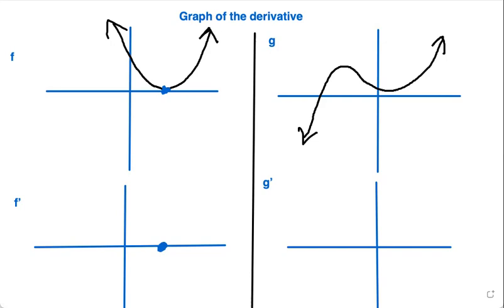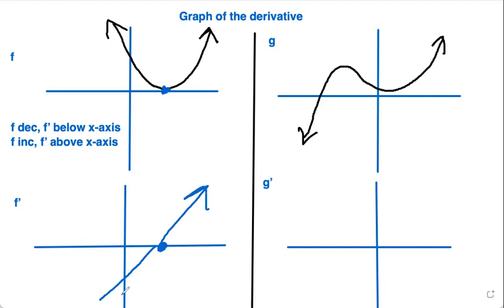Again, if the original graph, if f is decreasing, then that means the derivative is going to be below. If the original function is increasing, the derivative is going to be above, specifically the x-axis. So in this case, we can see that it's going from decreasing to increasing. So go from below to above.